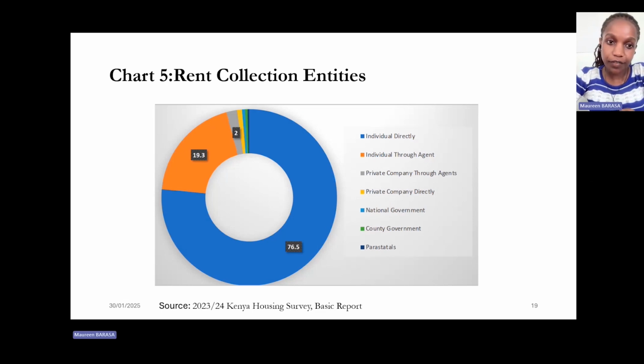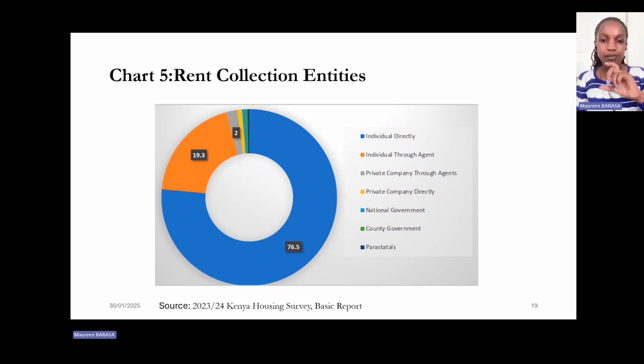Then chart 5, it just shows the rent collection entities, and it shows majority of individuals pay rent directly to their landlord, that is 76.5%, followed by those who pay through an agent, that is 19.3%. This is close to 95%. 95% of people pay either through an agent, or they pay directly to their landlord.